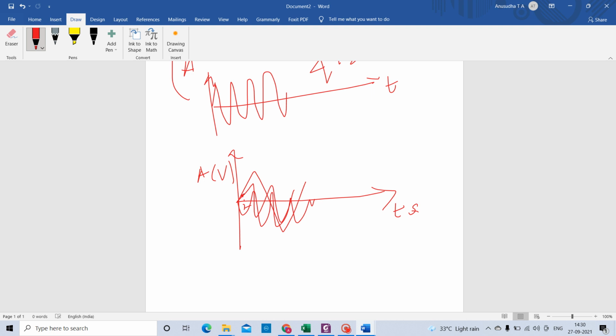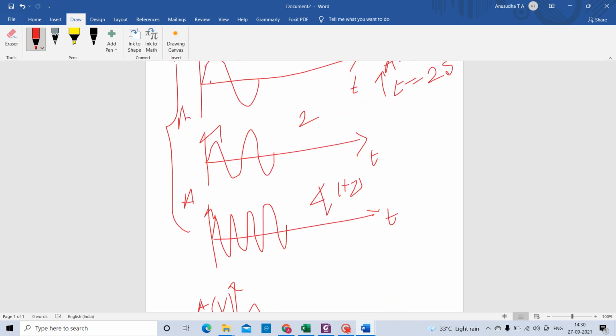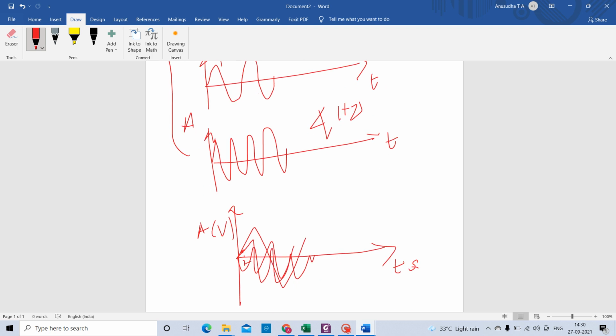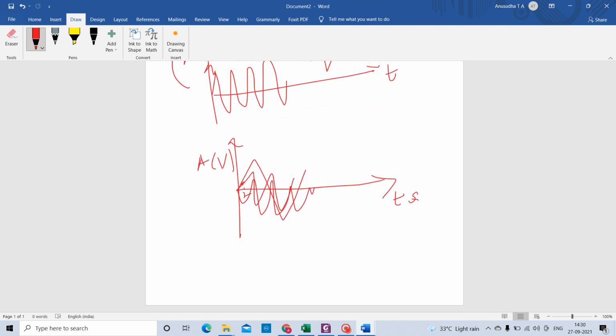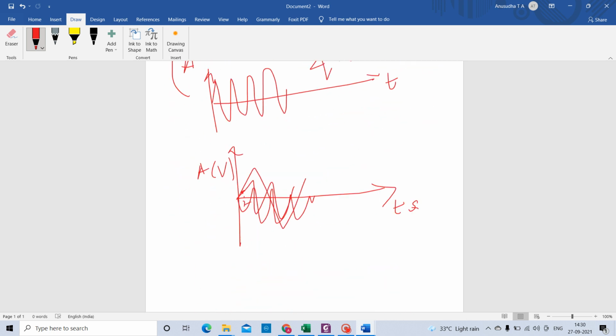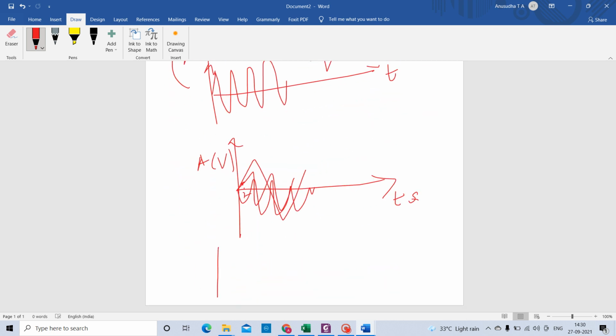It is very difficult to analyze whether the frequency that 2 volt belongs to is 1 hertz, 2 hertz, or 4 hertz. For example, if I am converting a time domain signal to the frequency domain, see the frequency spectrum.